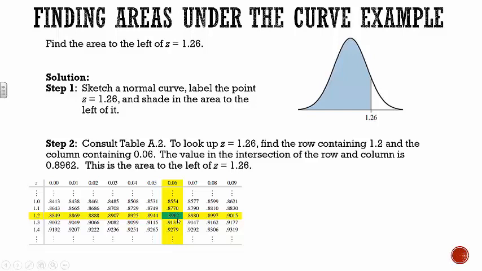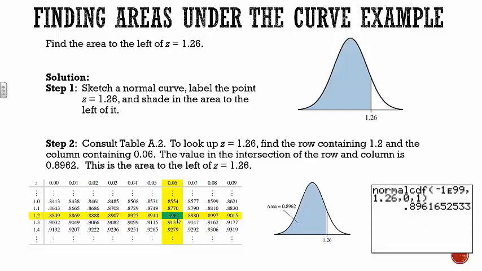Now the key thing to remember is that your standard normal table only gives values to the left. If the question asks for the right, that would not be my answer. But since it asked for to the left, whatever the table gave me, that is my answer. So again, 0.8962. I could also use my calculator to figure out that answer.